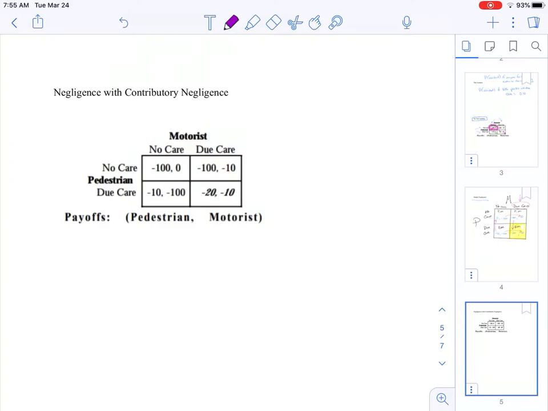Let's think about the incentives. First, what if the pedestrian does not take care? What's better for the motorist? The motorist could not take care and be out 0, or take care and be out 10. The motorist would prefer 0 over 10. If, on the other hand, the pedestrian does take care, and so we're in this bottom row, then if the motorist does not take care, they're out 100. If they exercise due care, they're out 10. So the motorist does not have a dominant strategy in this situation.